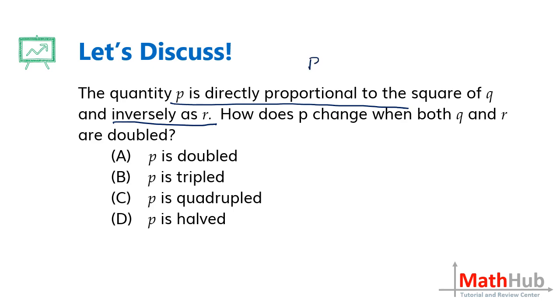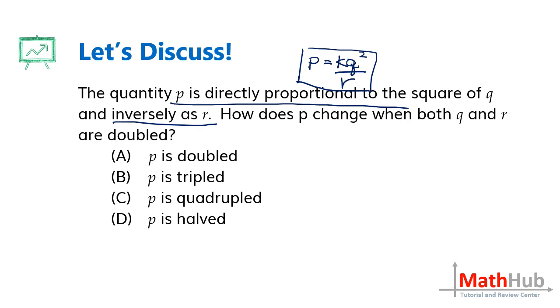So that means P is directly proportional. So I have my k and then directly proportional to the square of Q. So we have kQ squared. And then inversely as R, so R appears in the denominator. So this is the relationship between P, Q, and R.